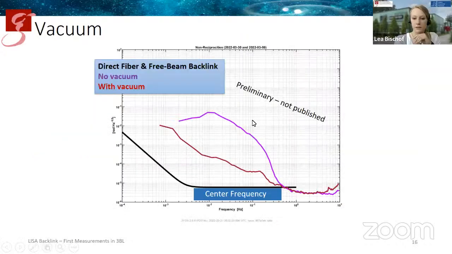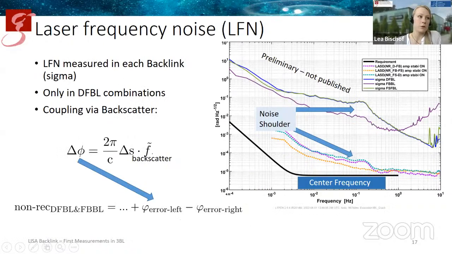Then in the center frequencies, we have this high noise floor due to air fluctuations. So when we evacuate our vacuum chamber, this goes down and we see quite a different kind of noise shape here. And very prominent is the shoulder at 0.14 hertz. And we are very certain that this is laser frequency noise coupling in our measurements. So we can measure the laser frequency noise coupling in each backlink combination. And these are the graphs shown here. And we see the same prominent noise shoulder that we see below here in the non-reciprocities.